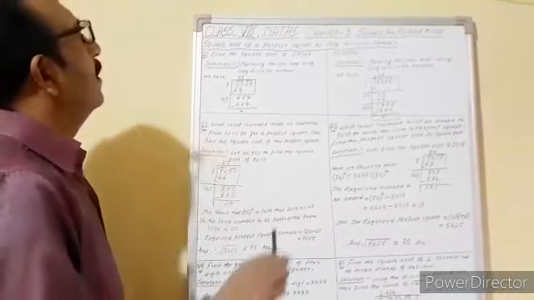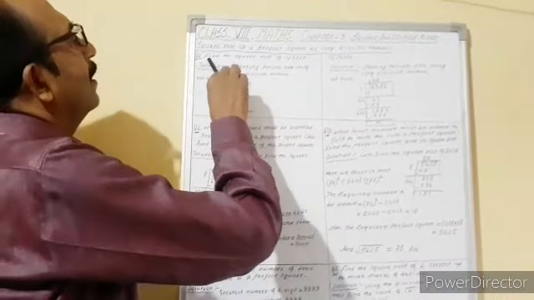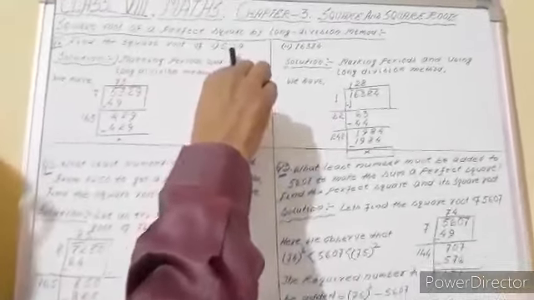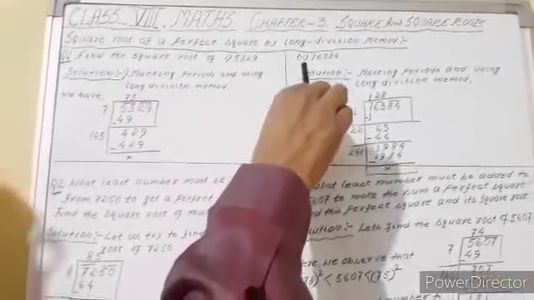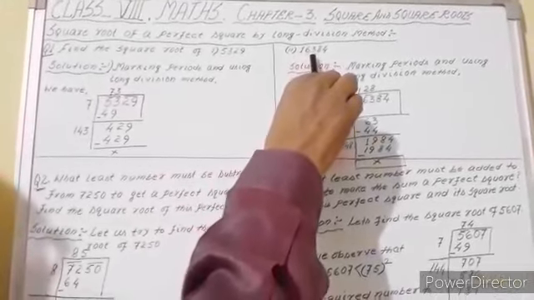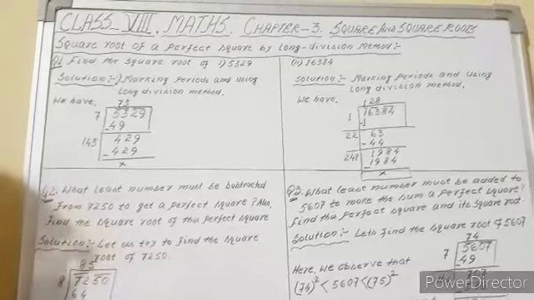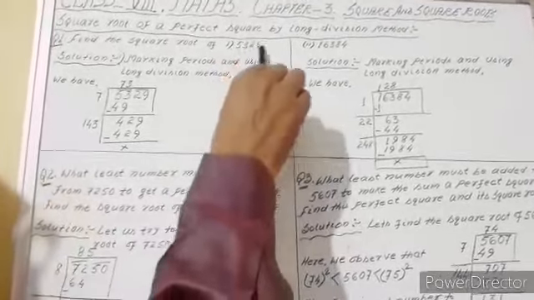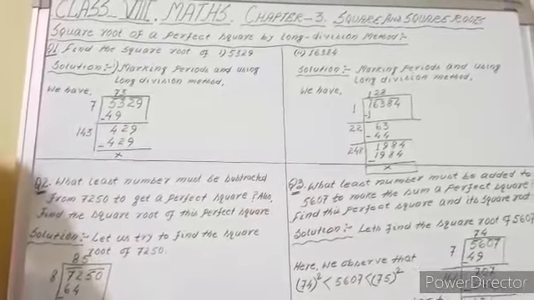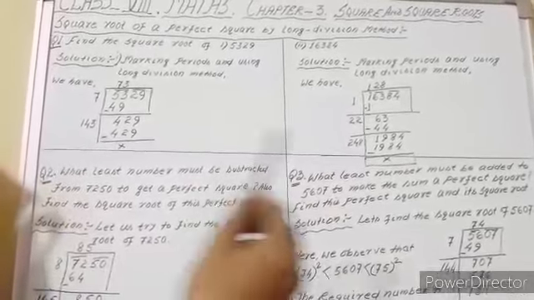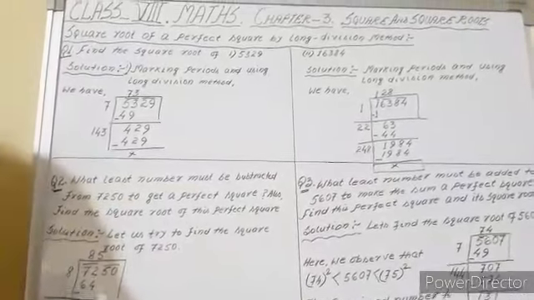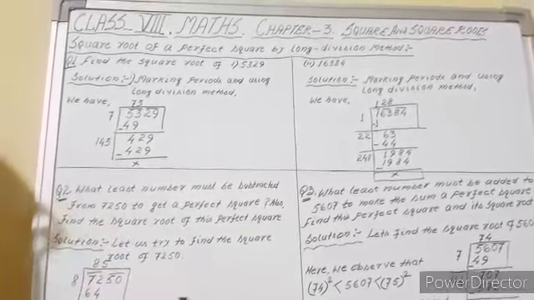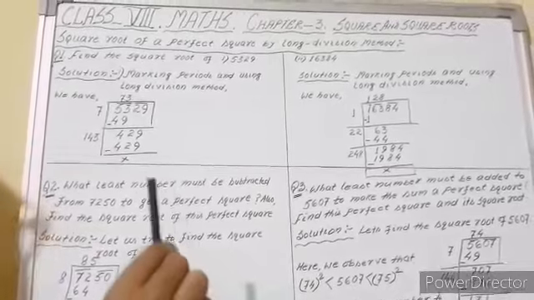Here you see, let us find the square root of 5329 as well as 16384. These are the two numbers. How will you determine the square root of it? First of all, the most important thing you should know is what we have to do.